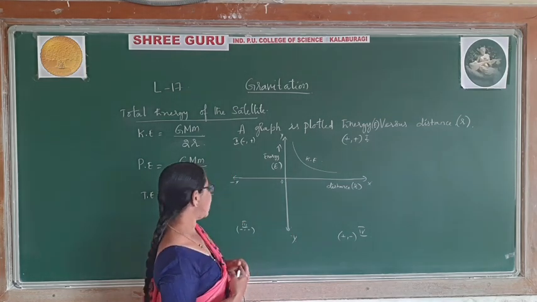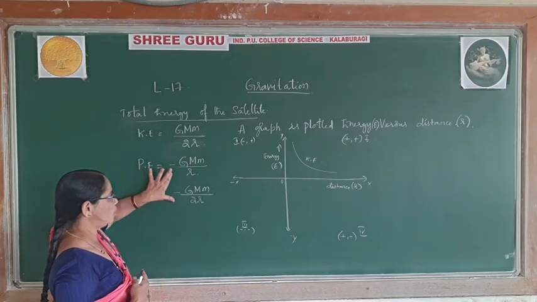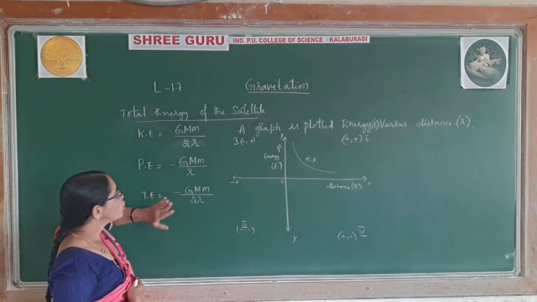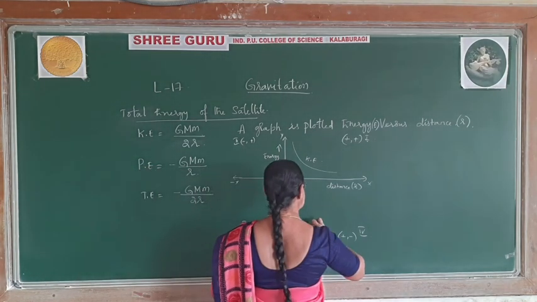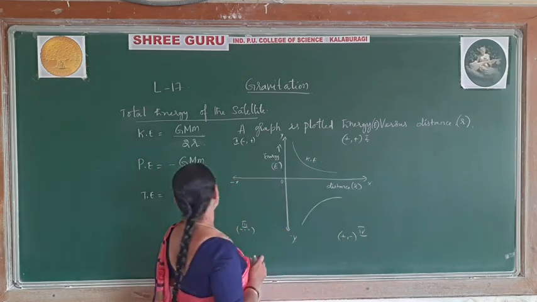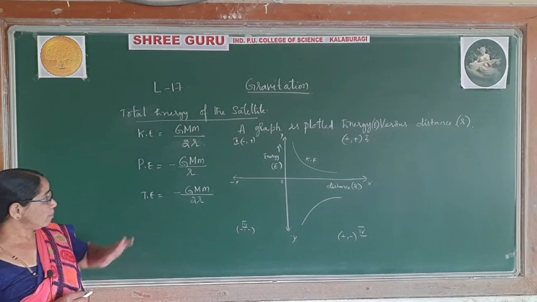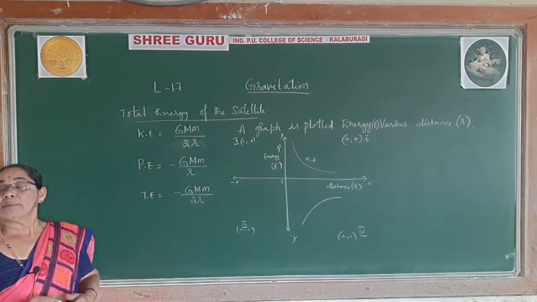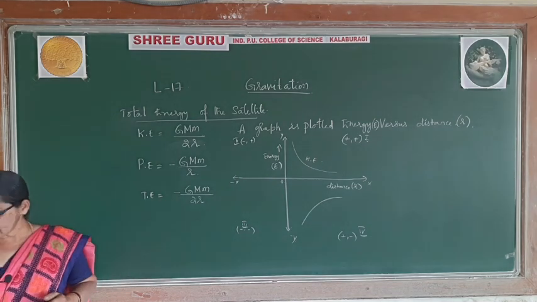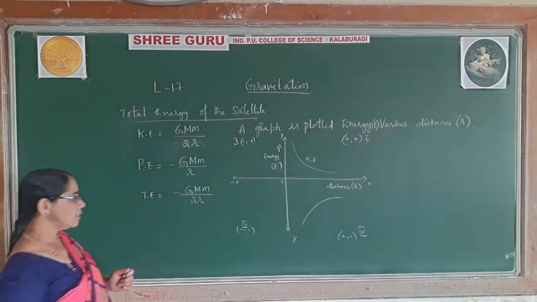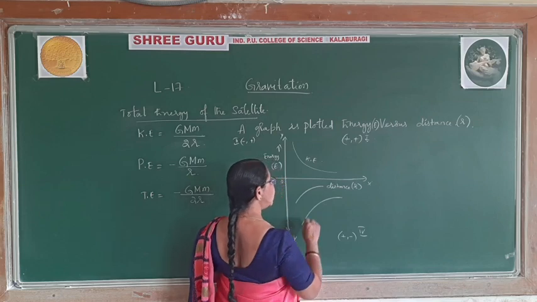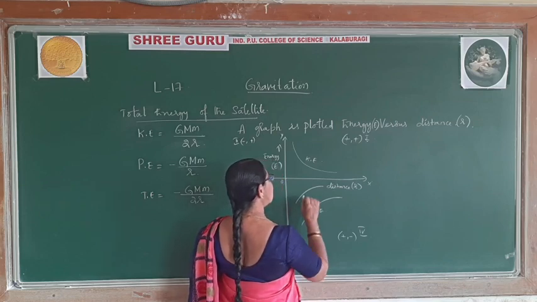So, in this case you select these two now. Here this is GMm by r, this is GMm by 2r. So, it is half of this. First let me write, this is potential energy. But remember, the total energy is also negative, but it is half of that. So, you can represent this by exactly half of this here. So, this is potential energy. What is this? This is total energy, right.